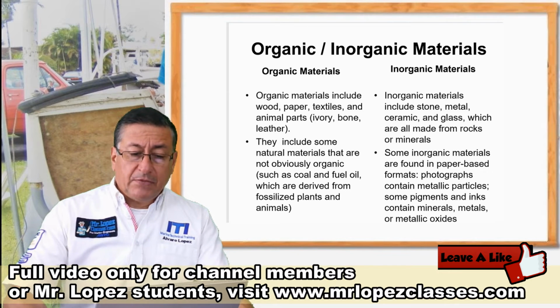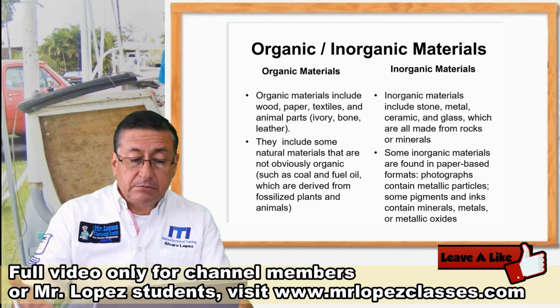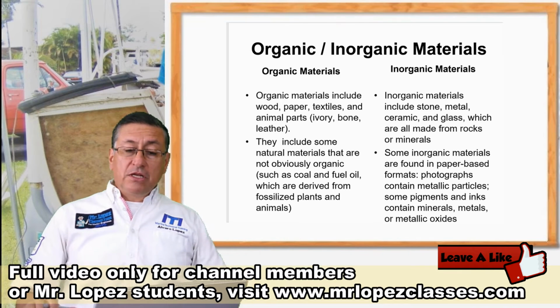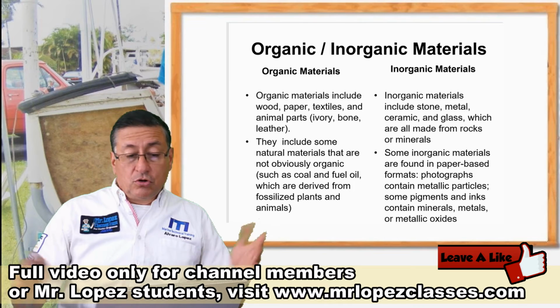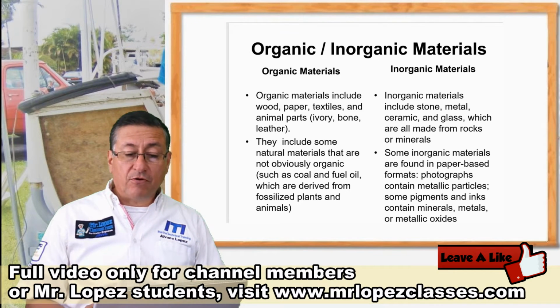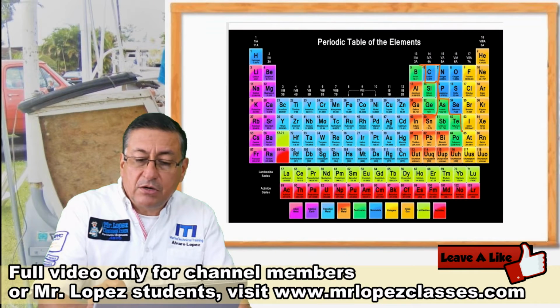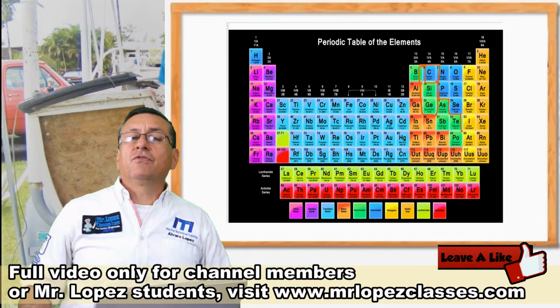Organic materials include wood, paper, textiles, animal parts. They include natural materials that, of course, are organics, and they come from fossils, plants, and animals. Carbon, silica, and germanium are located in the division for that reason.